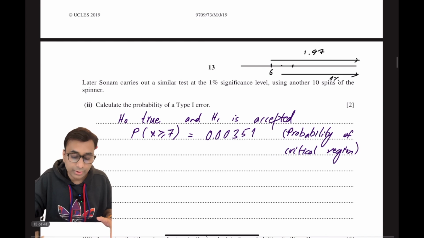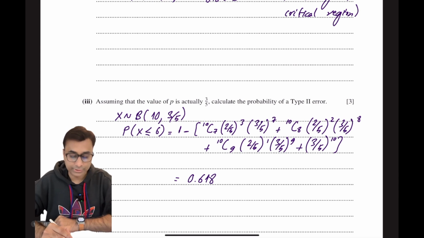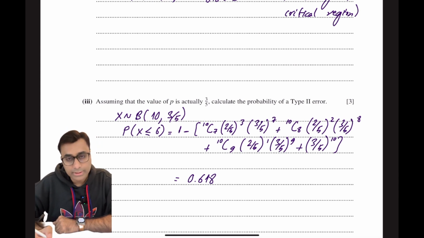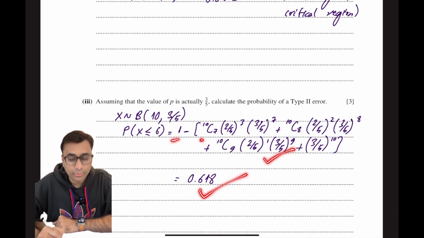So X follows a binomial with 10 and 3 over 5. You know your critical region is 7 or more, so non-critical region would be 6 or less. So you have to calculate the probability of 6 or less, and the easier approach would be that you do 1 minus probability of 7 or more. Once you do that, it comes out to be 0.618, that is the probability of non-critical region acceptance of H0 with the new probability that's given to you.